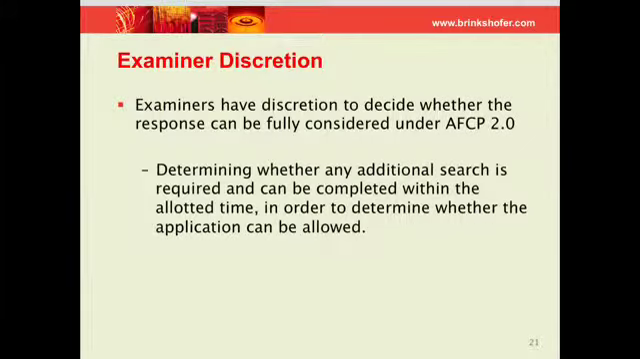Now, really the $64,000 question is the examiner's discretion and how will it be applied. Examiners have discretion to decide whether the response can be fully considered under this after final consideration pilot program 2.0. More specifically, the examiner determines whether any additional search that's required can be performed within that allotted time, within those additional few hours, in order to determine whether that application can be allowed.